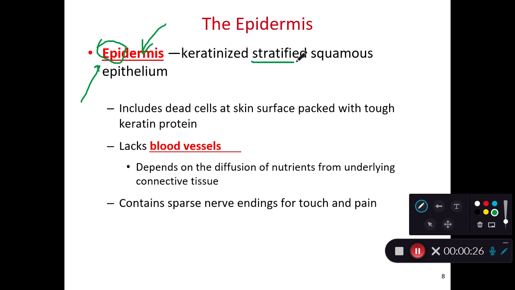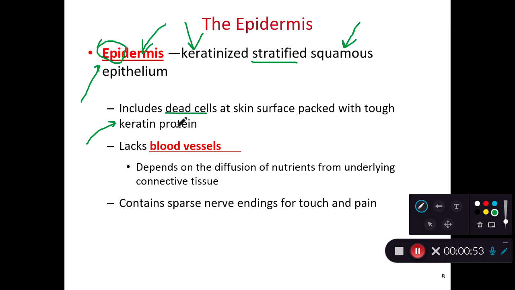Stratified meaning multiple layers. Squamous meaning flattened cells. Keratinized, which means that they are going to be filled with keratin. And the most superficial layers, or the apical region of this tissue, is going to consist of dead cells that are going to be totally filled with keratin protein, but the basal region of this tissue, deeper in the body, is going to have living cells.